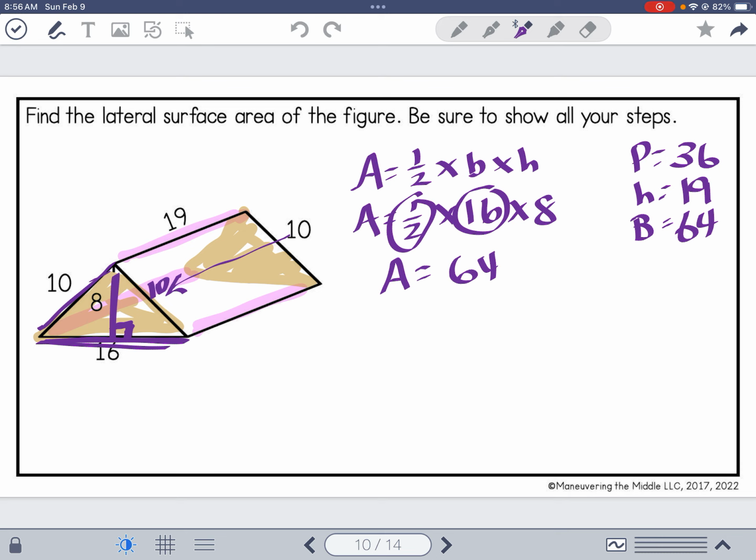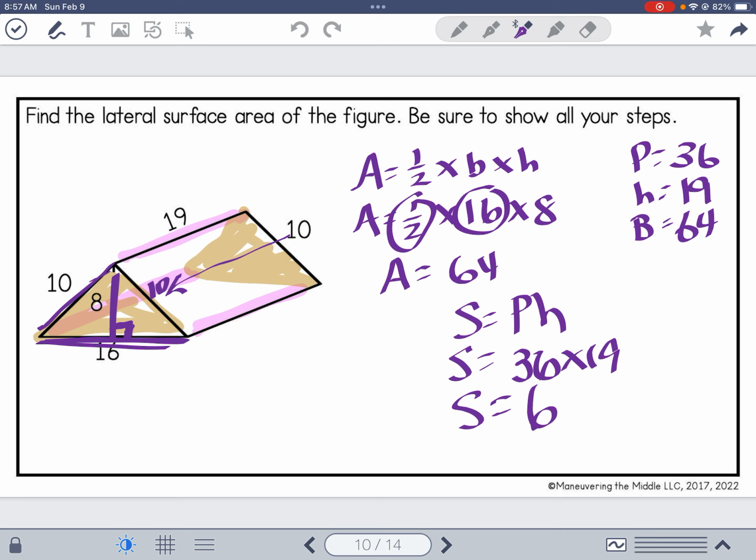It says find the lateral surface area of the figure. Be sure to show all your steps. Well, in this case, all they want is the lateral. So all I need is S equals pH. S equals 36 times 19. So if we would have read the directions first, we would have noticed that I didn't even have to find the area of the base because I don't need it for lateral. So on your calculator, do 36 times 19. And I got 684 units squared. And we're done.